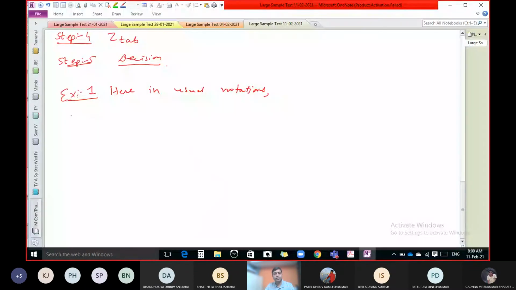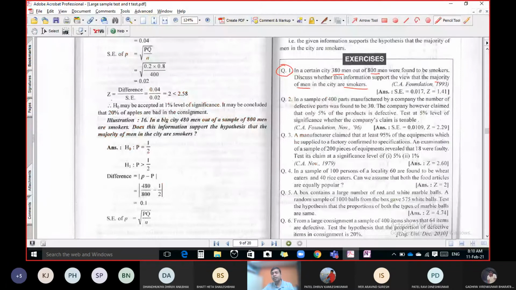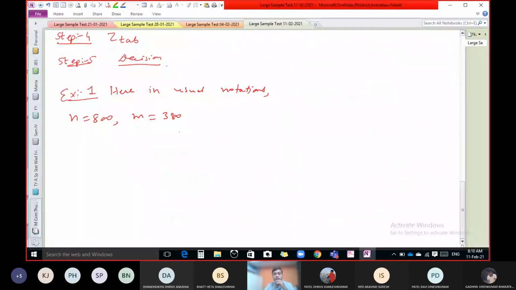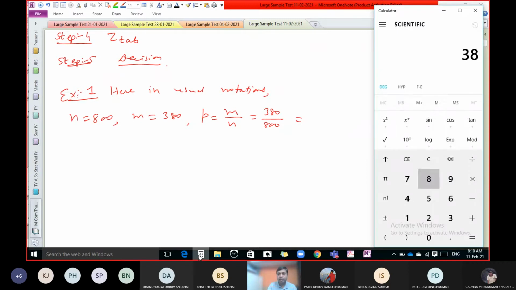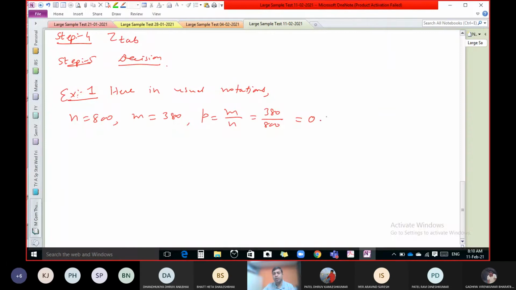Correct, small n. So small n is 800, and out of this 800 we found that 380 were smokers, that is denoted by small m here, 380. So out of 800, 380 men were found to be smokers. So from that we get the value of small p. The formula is m upon n, means 380 divided by 800. Calculate. 380 divided by 800, so we get 0.475. So we know the value of small p.